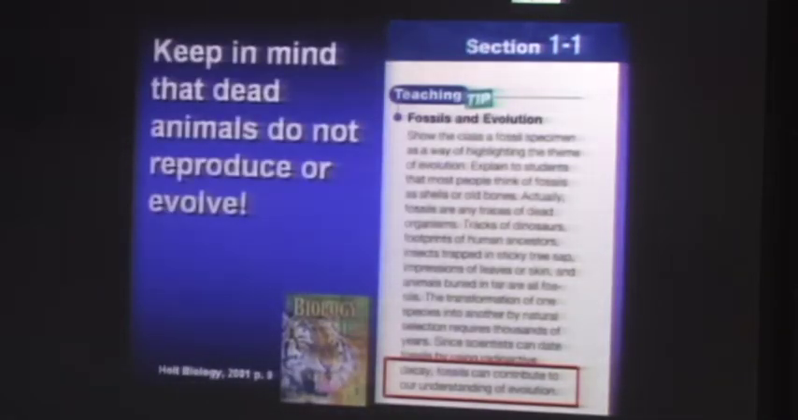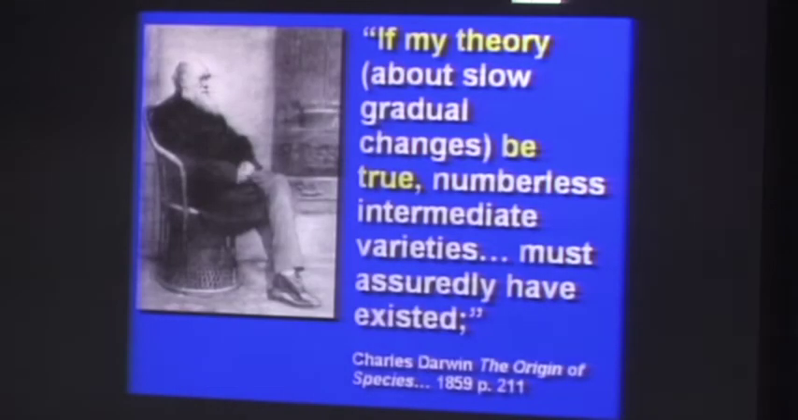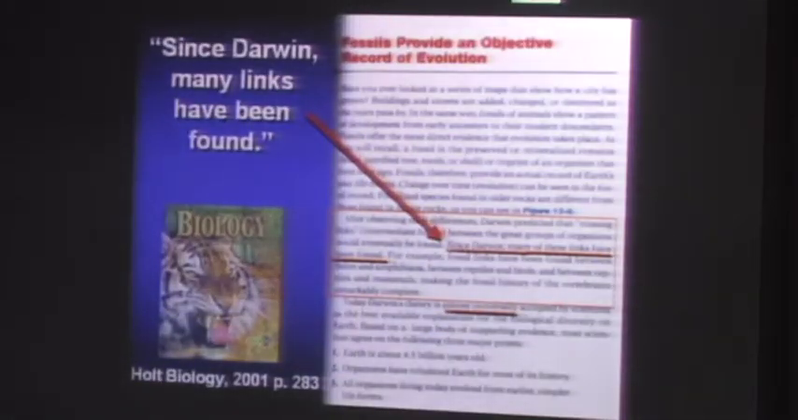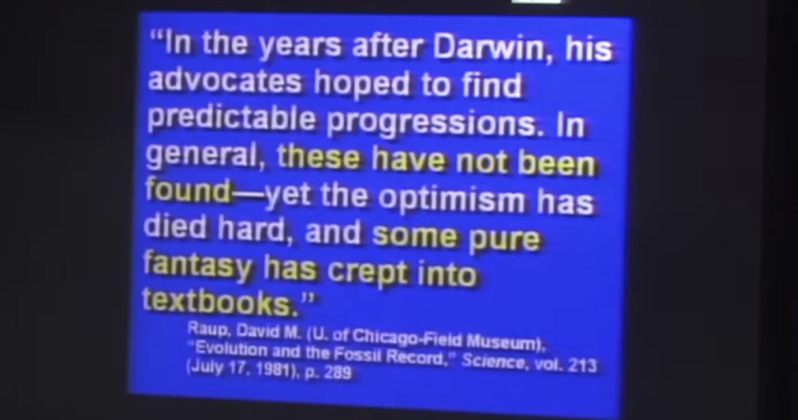But the kids are taught fossils contribute to our understanding of evolution. Kids, keep in mind, dead animals do not reproduce or evolve. Darwin said, if my theory is true, numberless intermediate species ought to have been found in the fossil record. Well, I'm sorry. This guy said, since Darwin, many of these links have been found. Oh, they are lying to you. No missing links have been found.